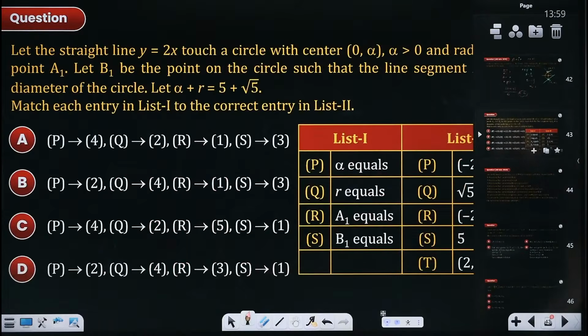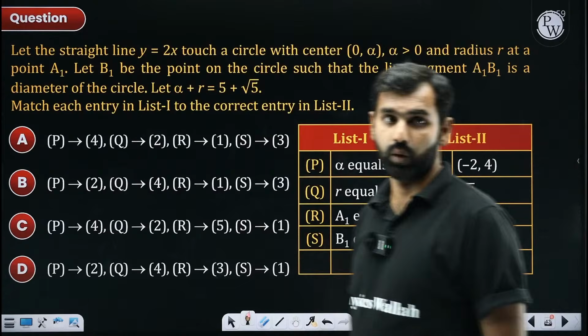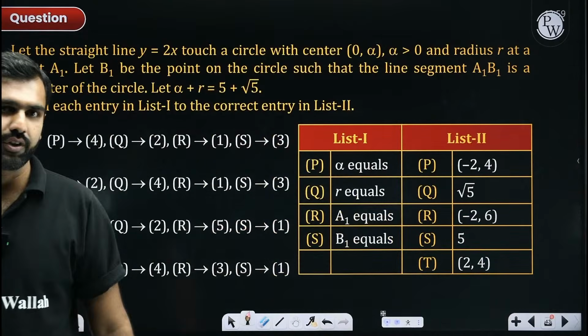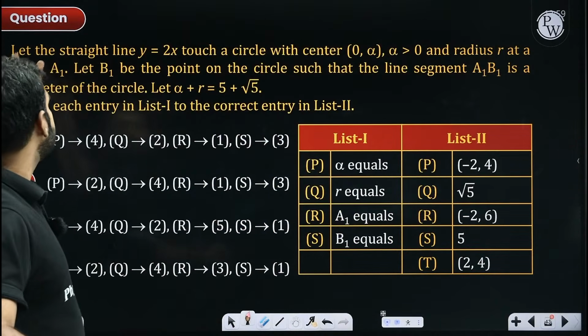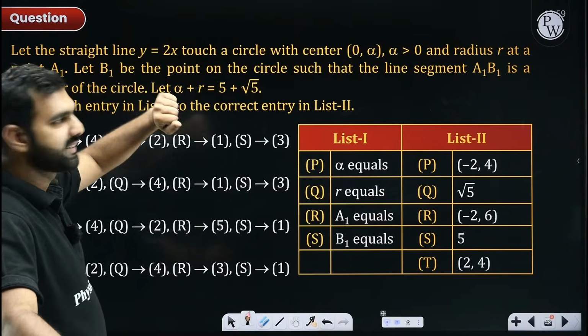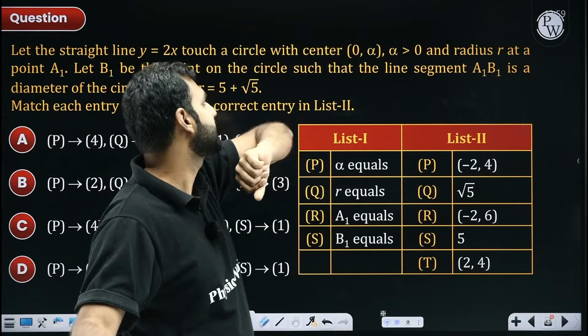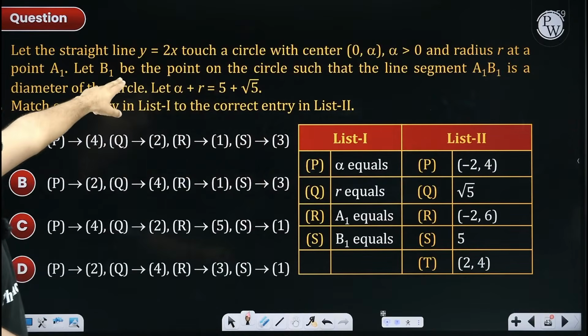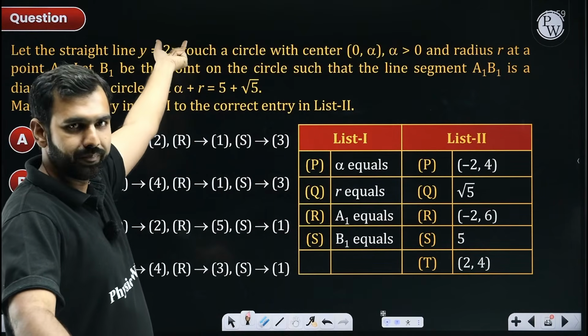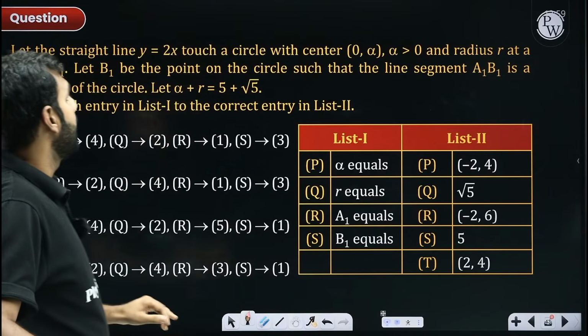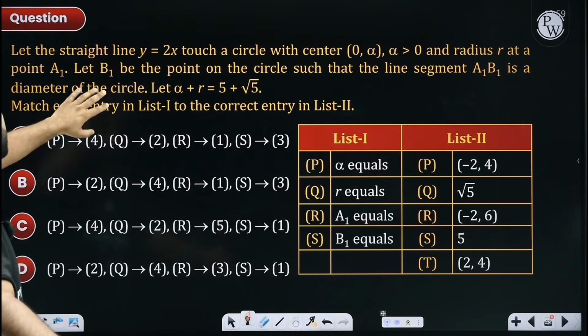Let us solve the next question here. Let's focus on this question. What does it say? I hope you all are listening, watching, and understanding this. Let the straight line y is equal to 2x touch a circle with center 0 comma alpha. 0 comma alpha means on the y-axis. And this is touching it, which is of course passing through the origin. Then, with radius r, at point A1. Let B1 be the point.